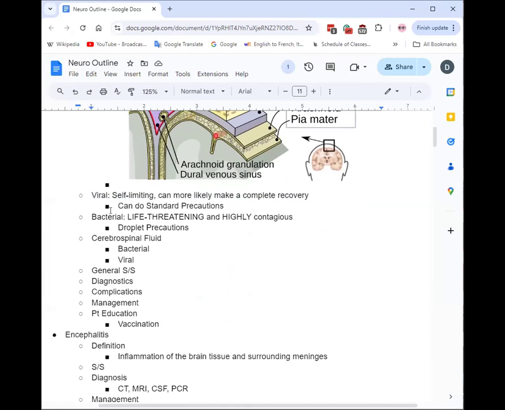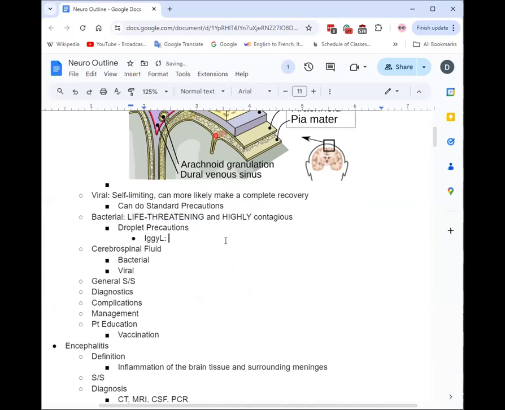Bacterial, though, is life-threatening and it's also highly contagious. This one utilizes droplet precautions, kind of like what we were talking about. Iggy says to use a surgical mask and gloves. That's what that means there for the meningitis droplet.